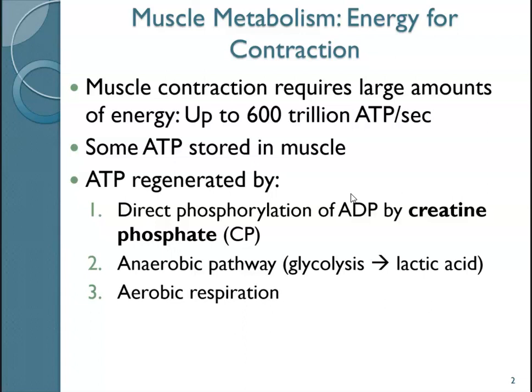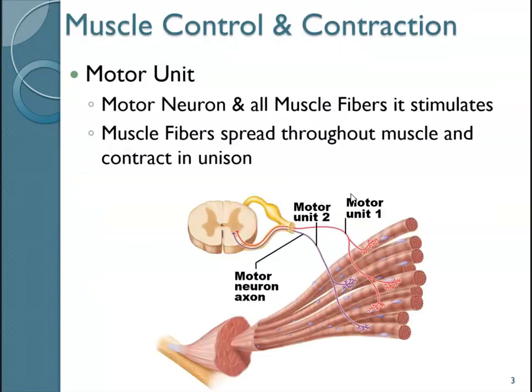The next is aerobic respiration. It's a multi-step process which also involves mitochondria, and this only happens in the presence of oxygen, and it yields about 32 ATP molecules in total. This results in the complete breakdown of glucose, and we give off carbon dioxide and water. Next, we're going to talk about muscle control and contraction.